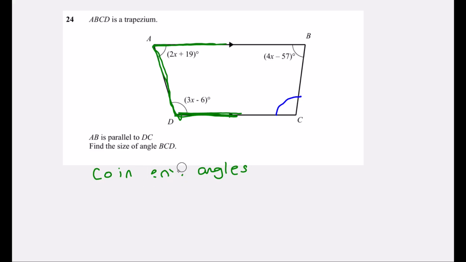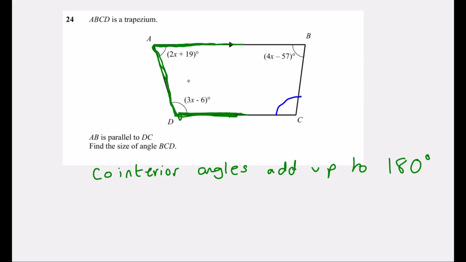Co-interior angles, and they add up to 180 degrees. If you walked along one parallel line, then down the line between them, and back along the other one, you would have turned around, you'd be going back where you came from. You would have gone 180 degrees. So they must add up to 180 degrees.